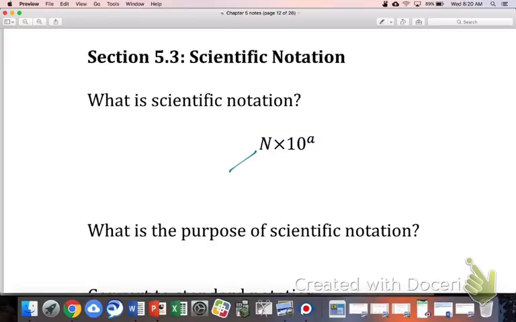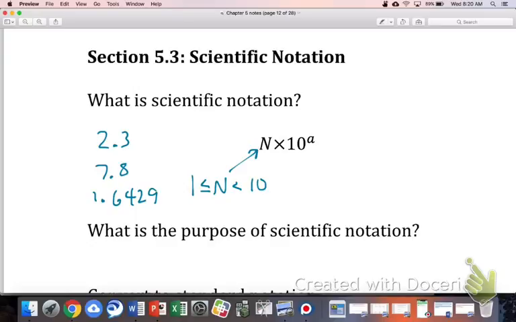Let's talk a little bit about the n. The n has to be between 1 and 10, but not including 10. So in other words, it has to be less than 10, but greater than or equal to 1. Some examples of numbers that would work for n would be things like 2.3. Do you see how that fits? Another example would be 7.8. Another one would be 1.6429. That fits, doesn't it?